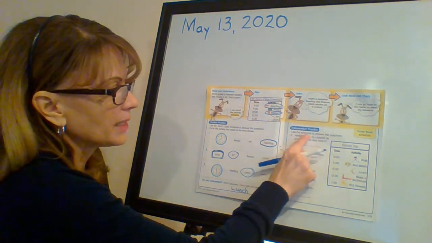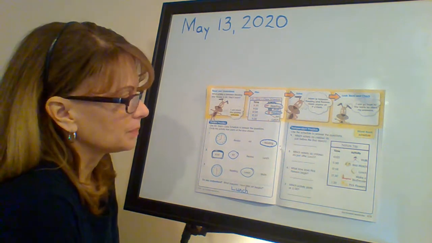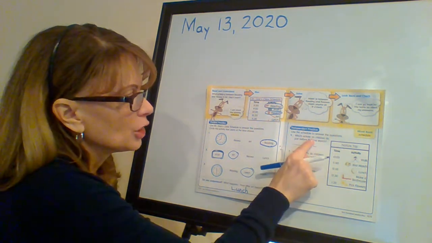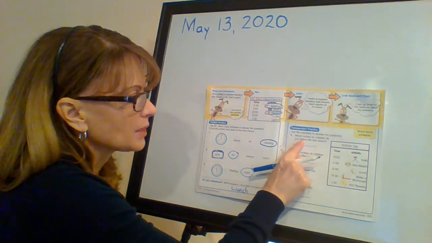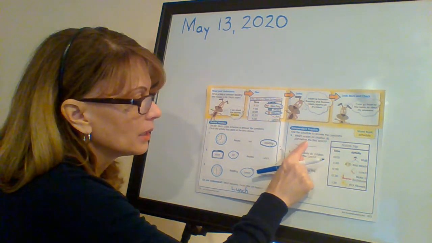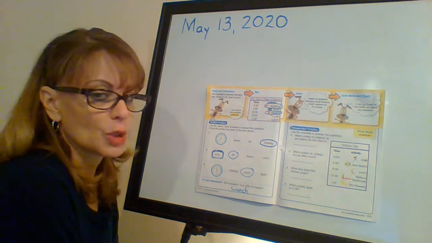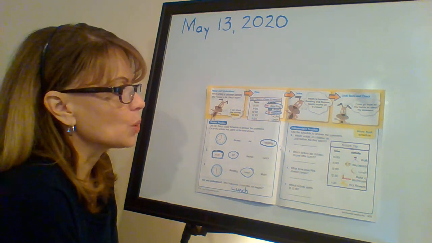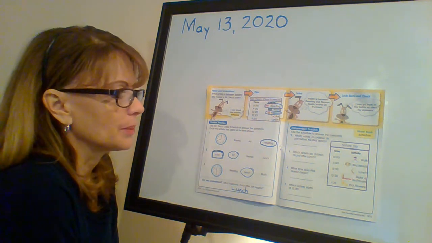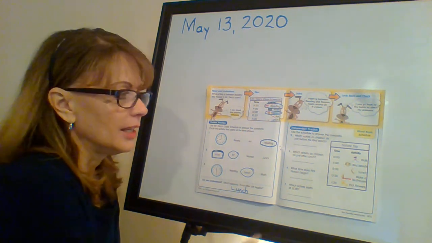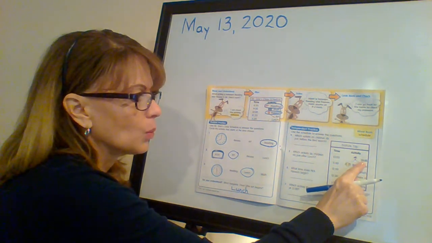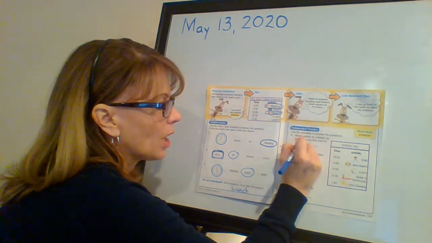So let's use that schedule to answer the questions. Number 4, which activity do children do just before the bird watch? So put your finger on the activity that the children do just before the bird watch. Do you have it? Well, here's bird watch. Right before bird watch, we walk. So go ahead and write walk.